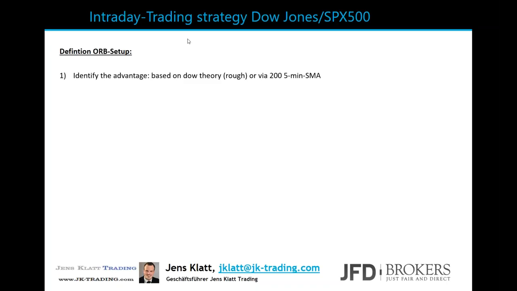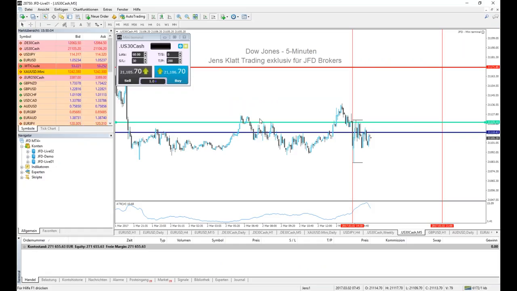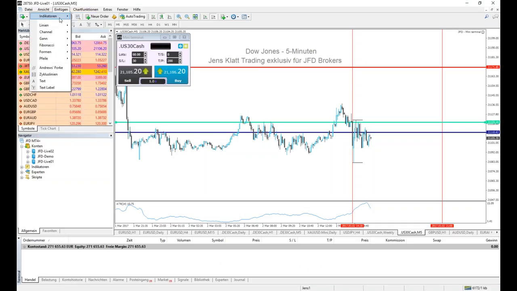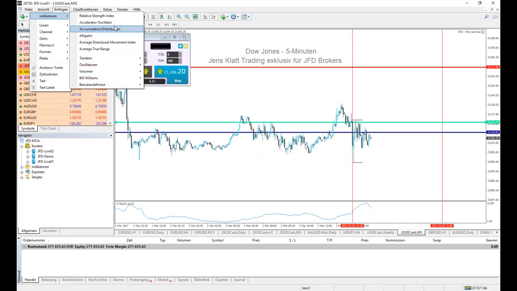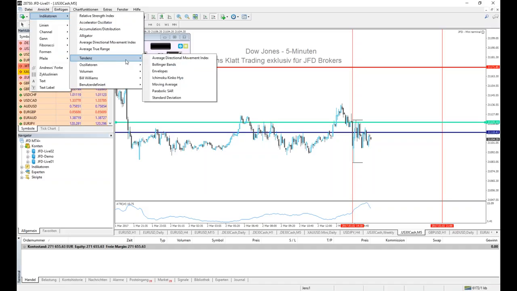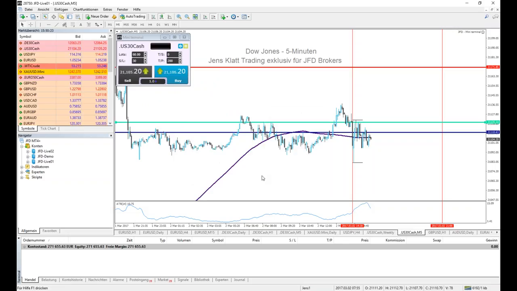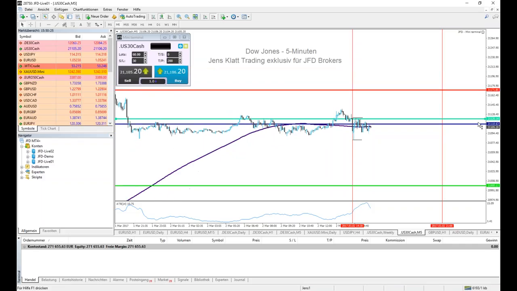So now it's the question, how do you identify the advantage? And this is something I wrote down here already. So based on Dow theory, very rough, or via a 200 5-minute SMA. In this case, therefore let's bring in here the indicator. This is very rough, okay? This is really rough, but it's easy, and as you may have heard in trading, keep it simple, stupid. So I'm not saying this works all the time, but it's a good way to get a good idea of where is the advantage.